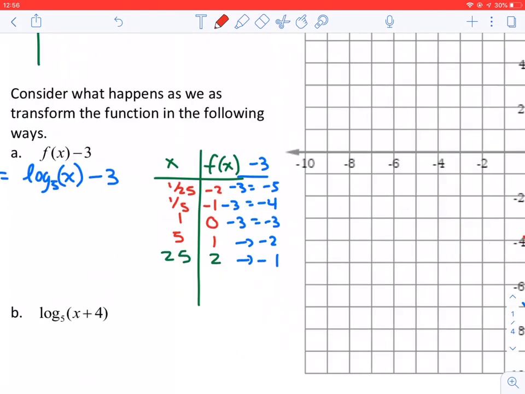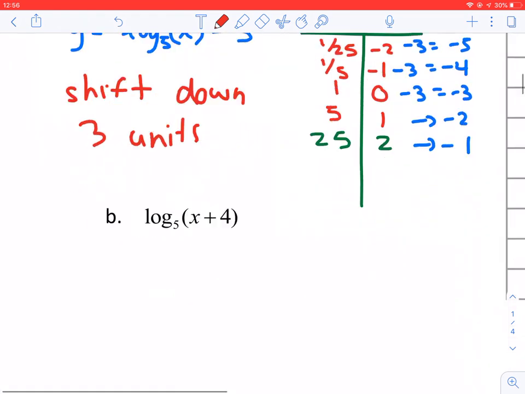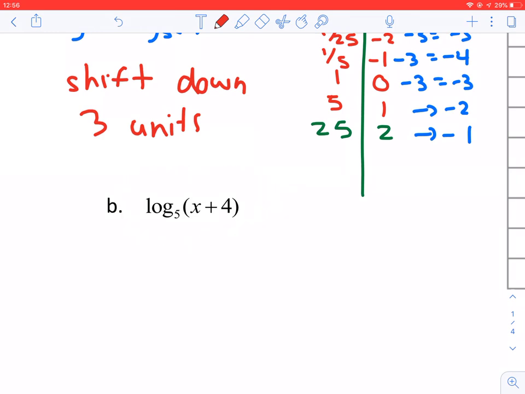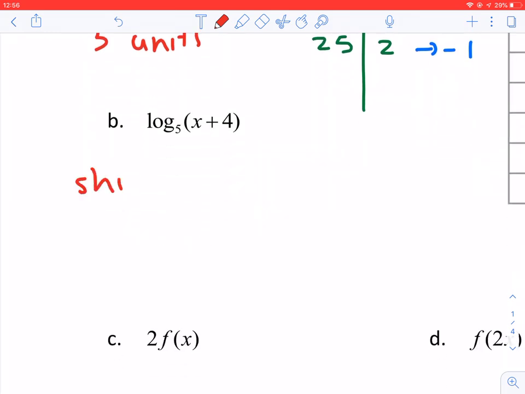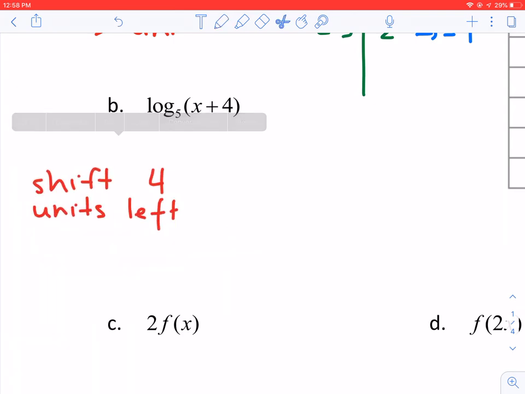So exactly what we expect, right? This is a shift down 3 units. So this should also be what we expect, which is, all right, hopefully you're thinking, this is a shift 4. Is that to the left or to the right? It's going to be shift 4 units left. Right, if we know anything about transformations, that's what it should be. So let's take a look.